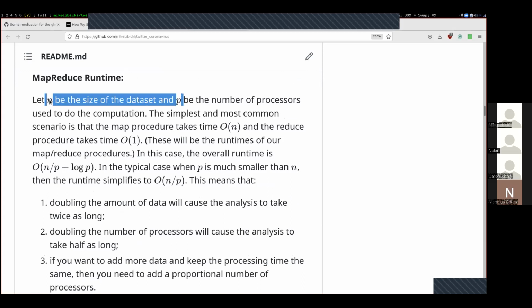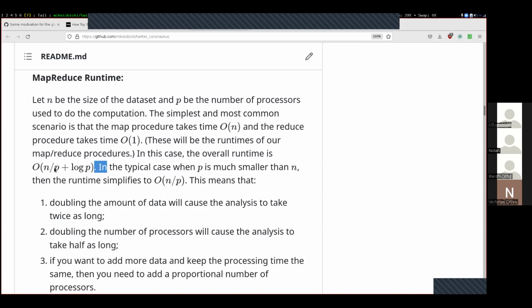There are 2 variables here. n is the size of our data set, and p is the number of processors that we have. For our data set, n is trillions, because we have trillions of tweets. And p is 80, because we have 80 processors, 80 CPUs on the Lambda server. The ordinary time to do a typical data analysis is linear in the size of your data set, this O of n right here. But with the MapReduce procedure, the runtime becomes this formula right here, O of n divided by p plus a log p factor.